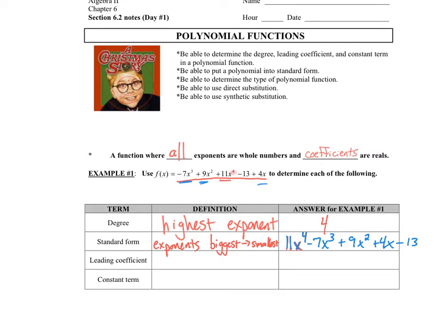The leading coefficient is the coefficient with the biggest exponent. So in this case, the leading coefficient is 11, because the biggest exponent is x to the fourth, and the coefficient in front of that is 11.